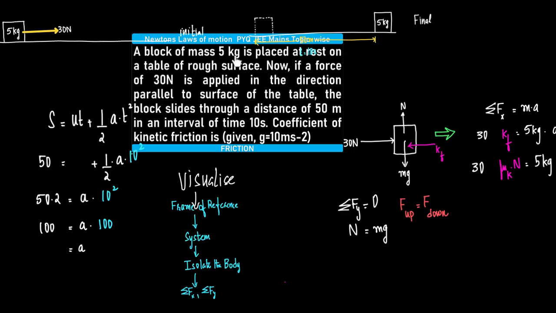A block of mass 5 kg is placed at rest on a table of rough surface. Now, if a force of 30 Newton is applied in the direction parallel to the surface of the table, the block slides through a distance of 50 meter in an interval of 10 seconds. The coefficient of friction is?